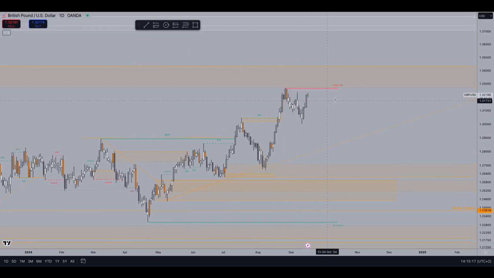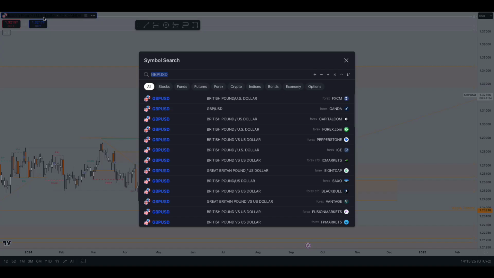So let's quickly remove it, and we can see that price can take out the highs, go back inside of supply, and maybe we can see a drop from there. But probably we're just going to take out the highs first.